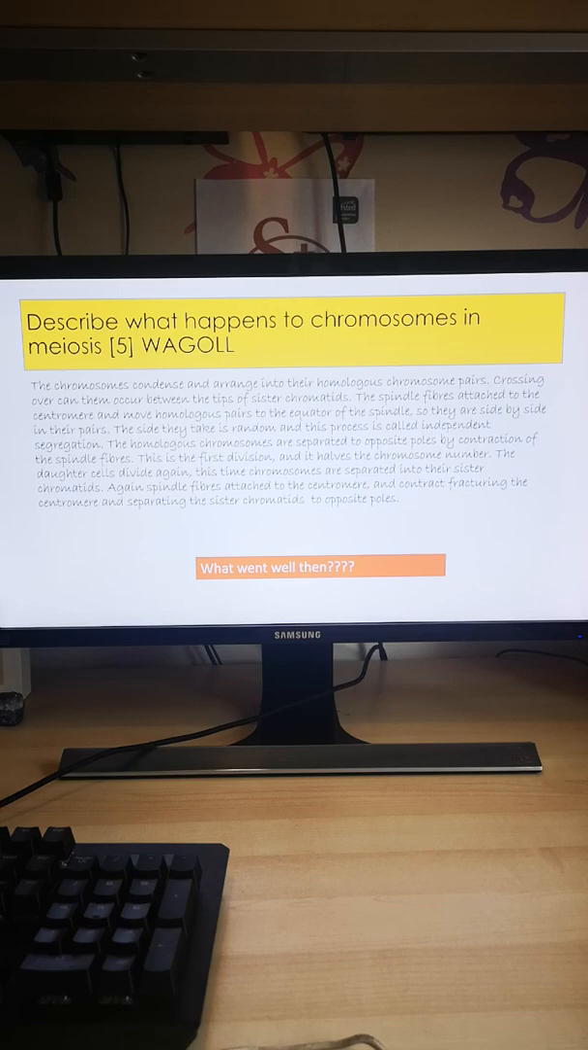The side they take is random, and this process is called independent segregation. The homologous chromosomes are separated to opposite poles by the contraction of the spindle fibres. This is the first division, and it halves the chromosome number. The daughter cells divide again. This time, chromosomes are separated into their sister chromatids. Again, spindle fibres attach to the centromere and contract, fracturing the centromere and separating the sister chromatids to opposite poles.